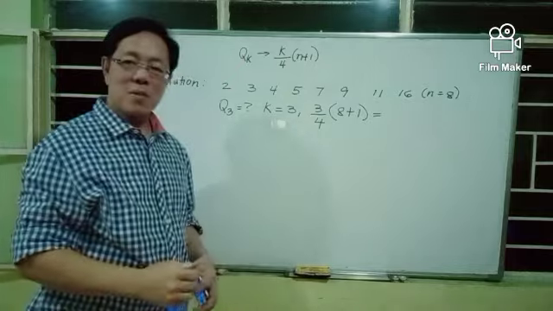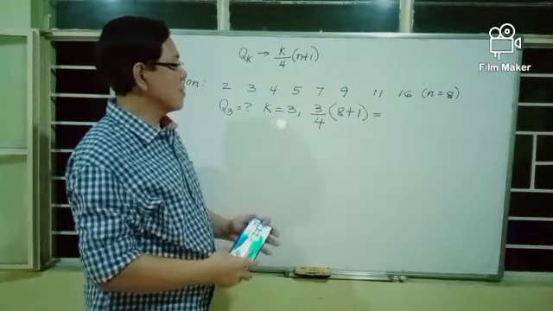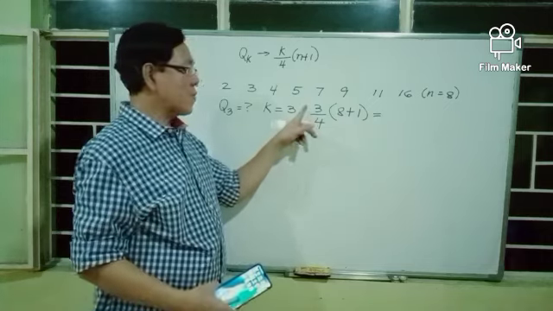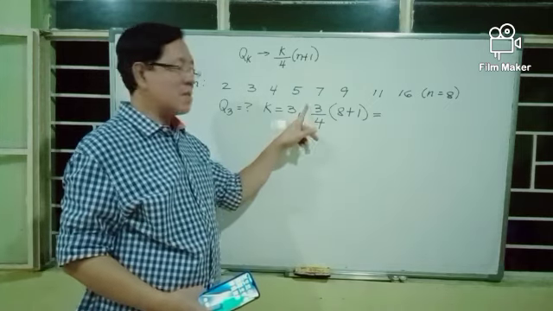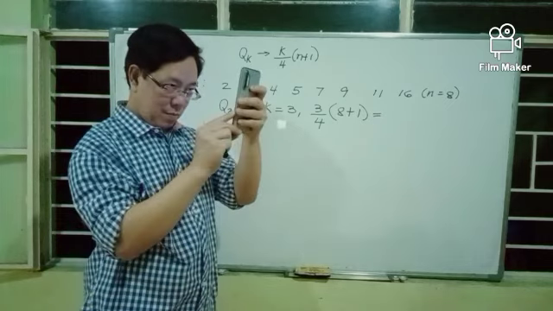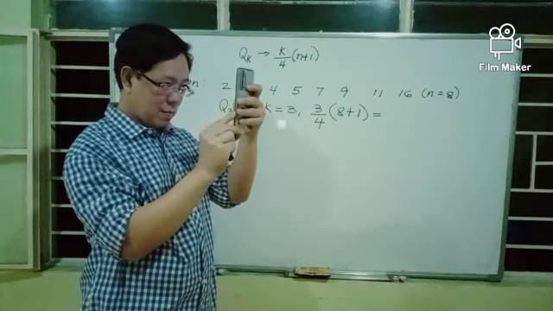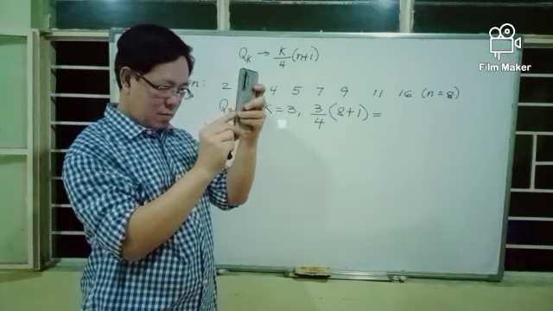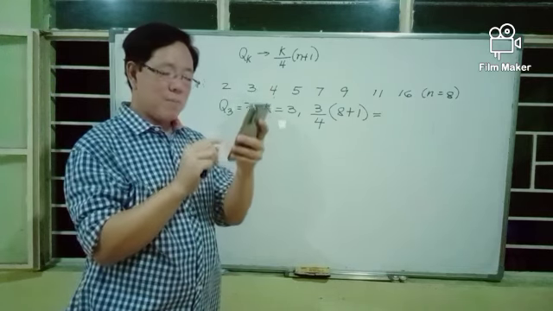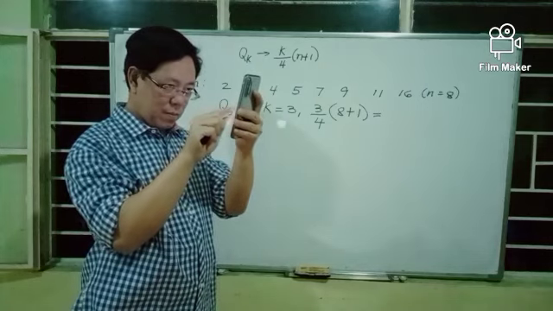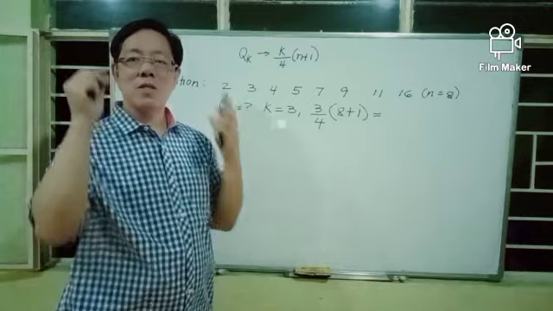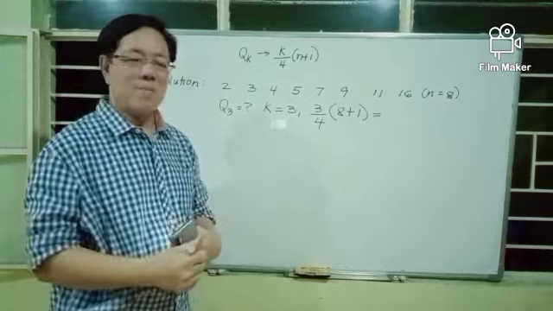Now we have to make use of a calculator. 8 plus 1 is 9. Multiply by 3 is 27. 27 divided by 4. We need to calculate 27 divided by 4, and you get 6.75.